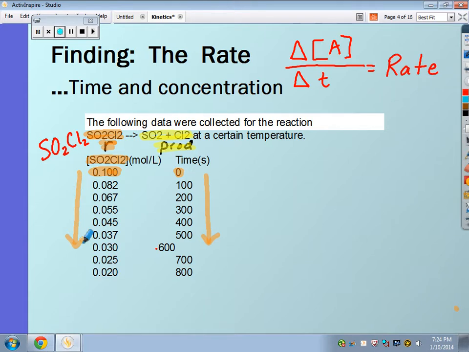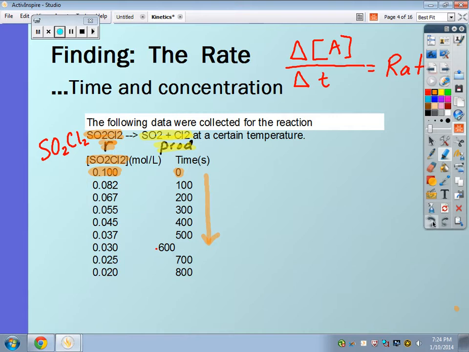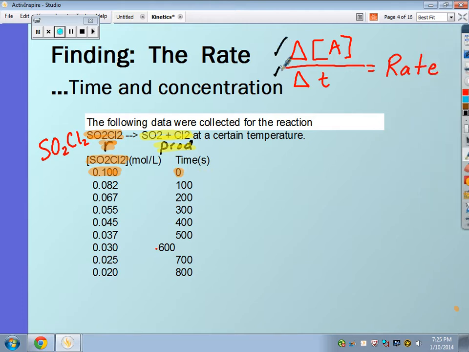So what we're going to do is find the rate. And to do that, I need to do change in concentration over change in time. So I'm going to just pick 2 random times. I'm going to pick 600 since it's indented for us here, seconds, that's what this top happens to be in, and 100.